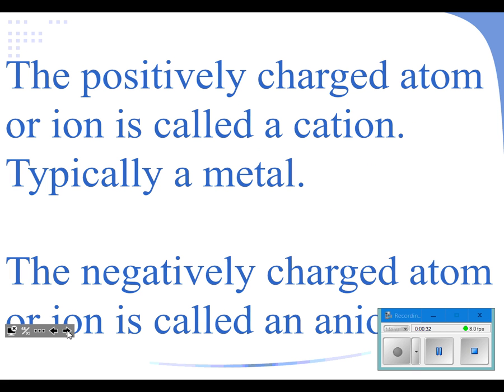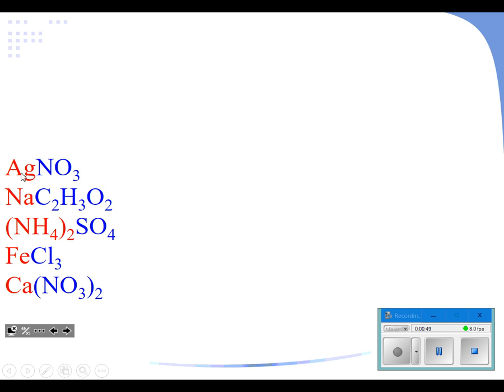The positively charged atom or ion, like I said, is called a cation, and it's typically a metal. The negatively charged atom or ion is called an anion, and it can either be a nonmetal or a polyatomic ion. So here, Ag is my cation, and NO3 is my anion. Na is my cation, and C2H3O2, which is acetate, would be my anion.